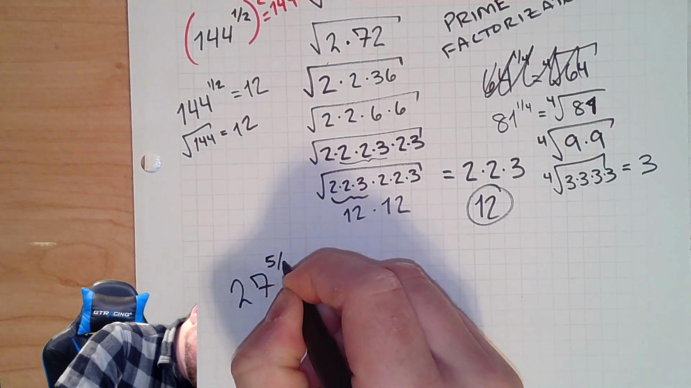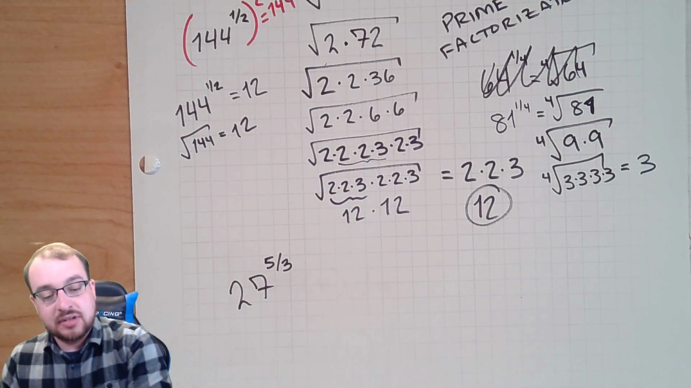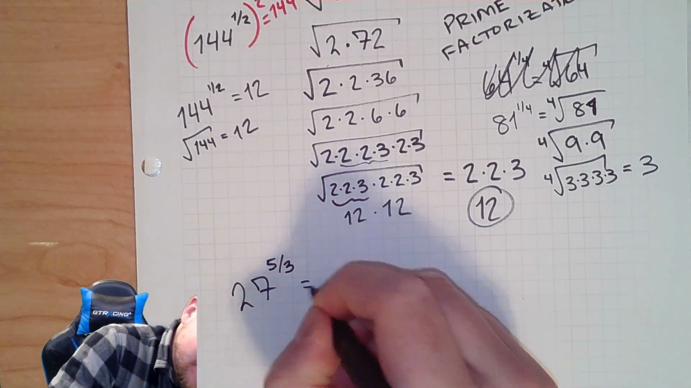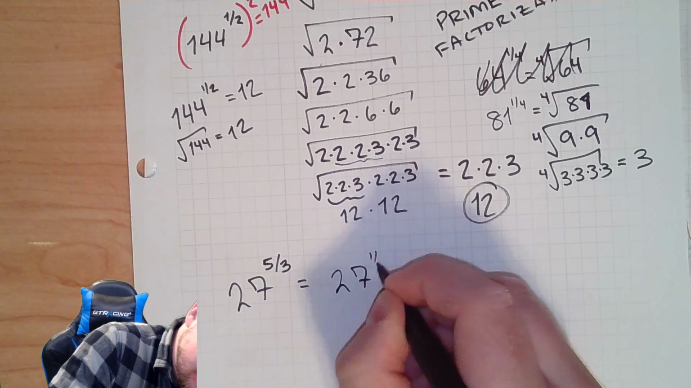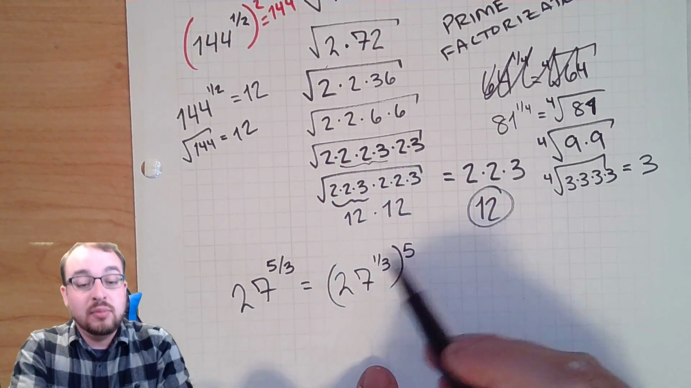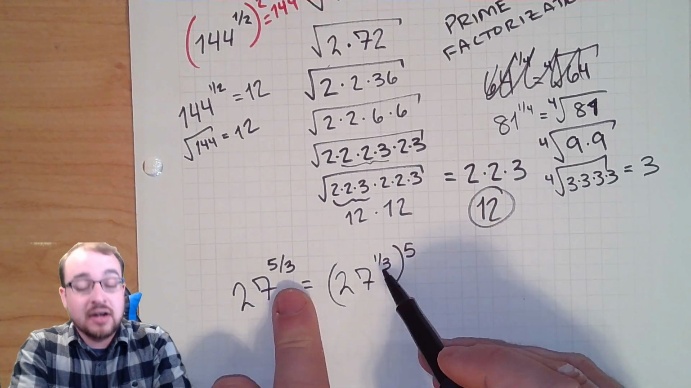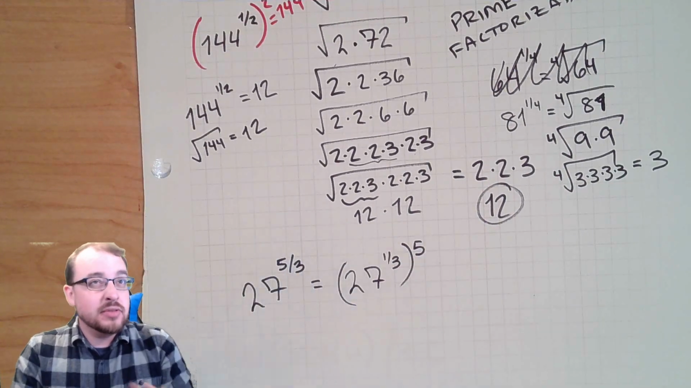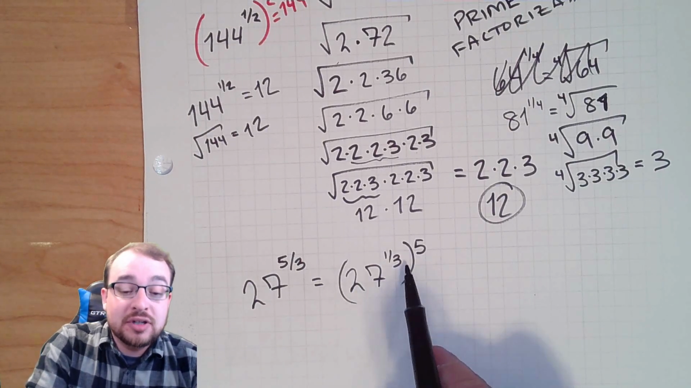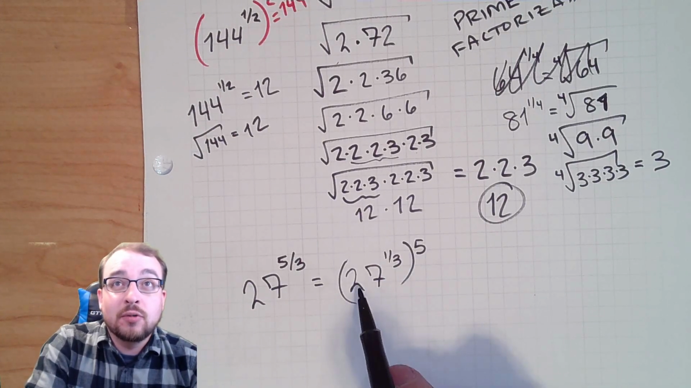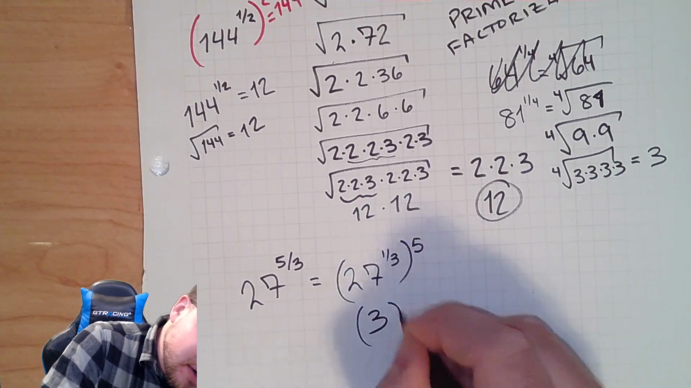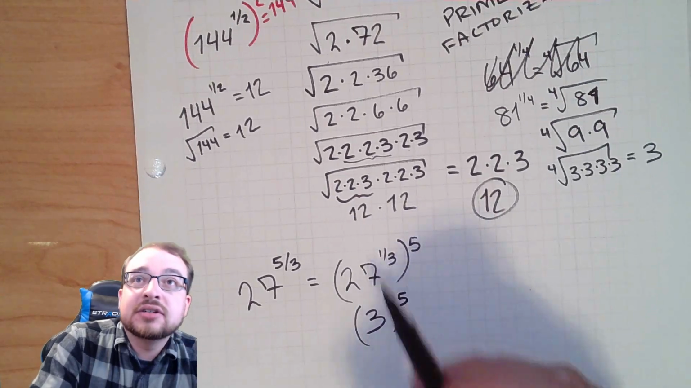So if I have 27 to the 5/3 power, what this is saying is this. And we know this from how exponents work, right? This will multiply. 5 times 1/3 is 5/3, right? So these are the same thing. And I think it's easier to think of this. This means what number times itself 3 times gets me 27. So what times itself 3 times gets me 27? Well, of course, 3. This is equal to 3.